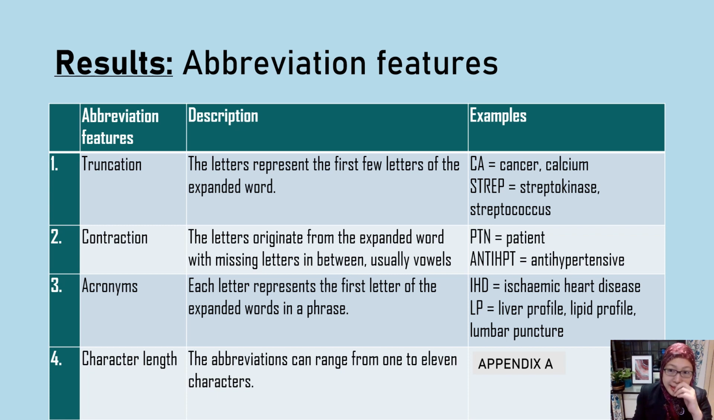We look into character length. We have one that is up to 11 characters, and this 11-character abbreviation is actually a truncation. Most of the abbreviations range between 2 to 3 characters.